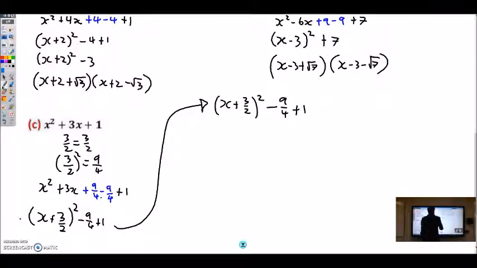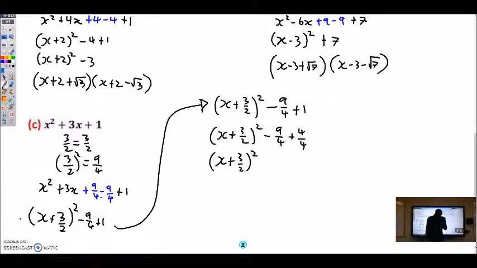I'm going to collect my end terms, so x plus 3 on 2 squared stays the same. Minus 9 on 4. I'm going to convert my 1 into quarters, so 4 on 4, which will give me x plus 3 on 2 squared minus 5 on 4.